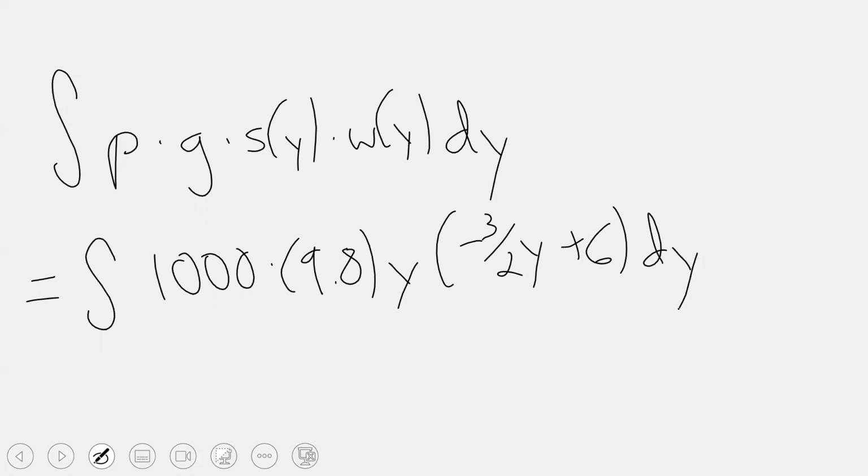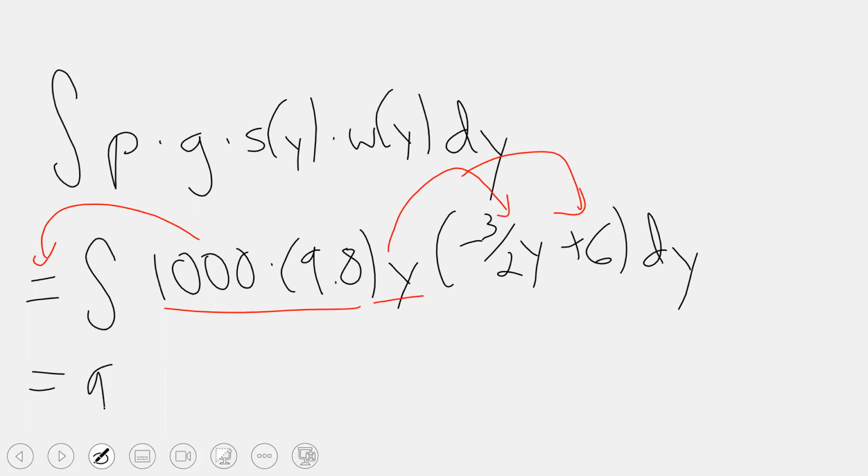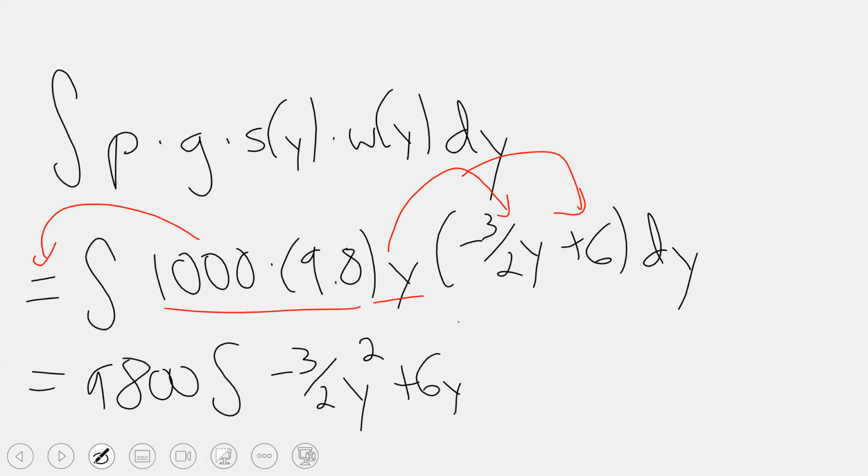And we can do some simplifying here. We can multiply these together, but they're also a constant, so we can move that out to the front. We can distribute the y here. And so when we do that, we end up with our integral becoming 9,800 times the integral of negative 3/2 y squared plus 6y, and we distribute that y up above. And just like with the pumping problems, the thing we have left to figure out are our bounds.